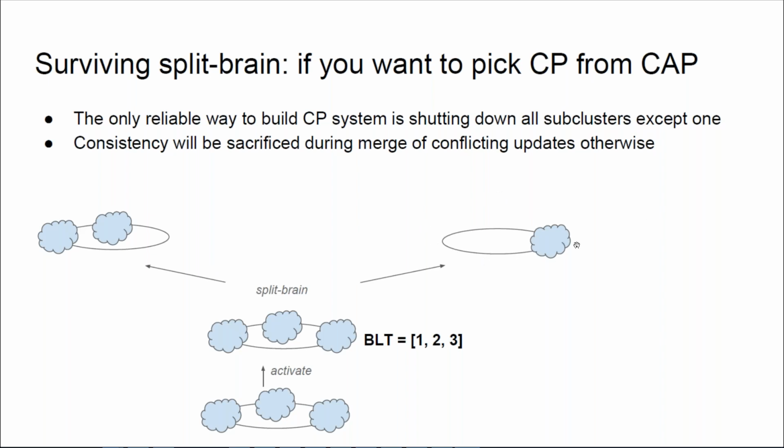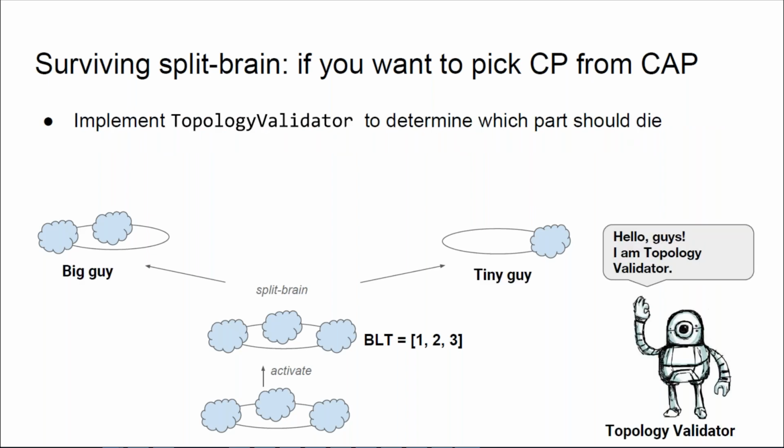Well, let's talk about how you can achieve this in Ignite. There's an interface called Topology Validator. It's an interface, so you have to implement it related to your own infrastructure and your own deployment. These implementations may differ.